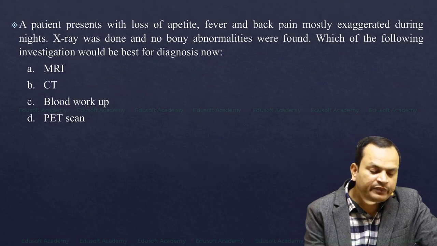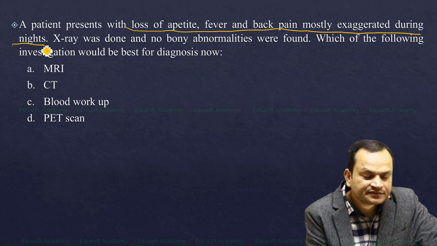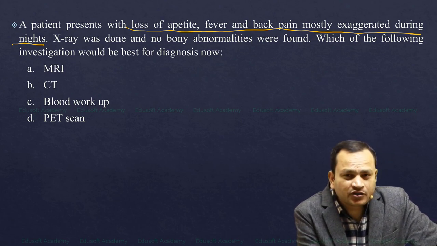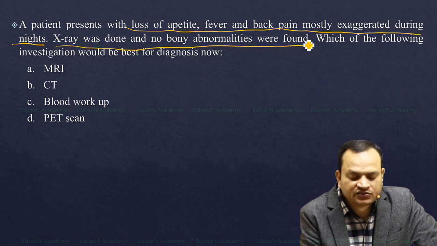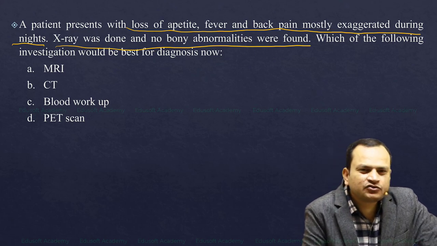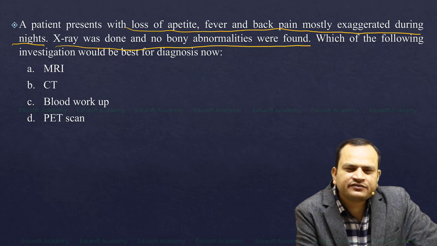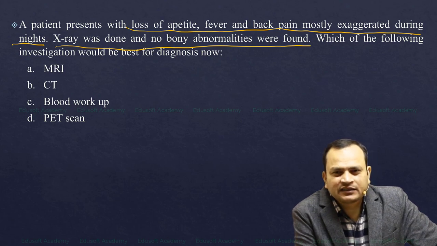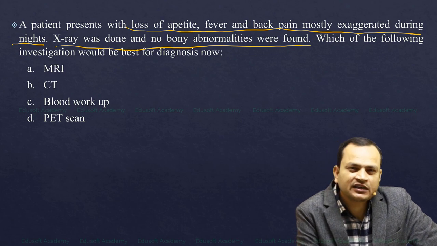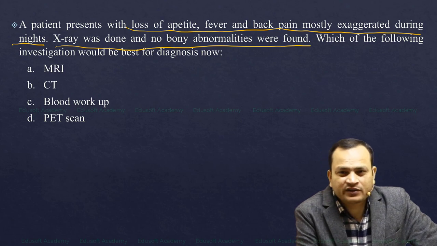Coming to next question. A patient presents with loss of appetite, fever and back pain, mostly exaggerated during night. So this question clearly is suggestive of tuberculosis of the spine. X-ray is done and no bony abnormalities were found. So, in case of tuberculosis, usually in the initial stages, there is no bony destruction. Okay. So, what happens in the first stage, there is subclinical type, there is no radiological finding. In the second stage, there are radiological findings. Okay, in the third stage, there is neurological compromise, and in the fourth stage, the neurological compromise is more than 50%.